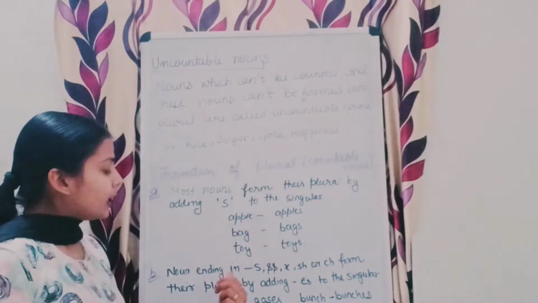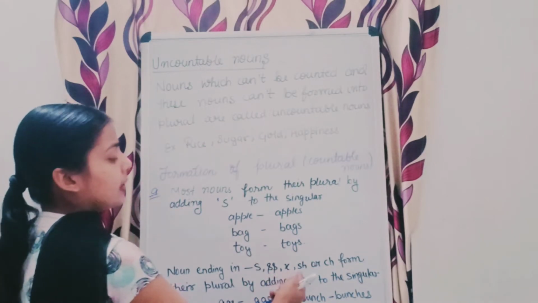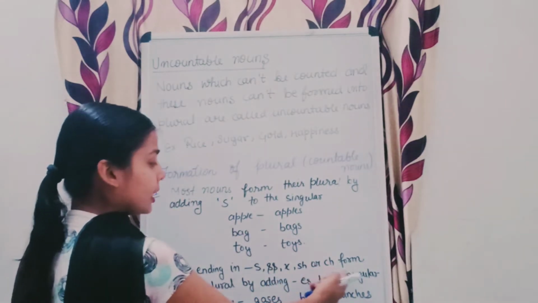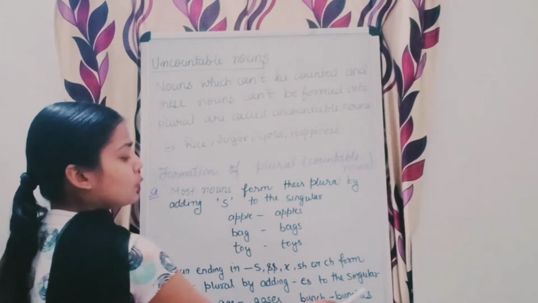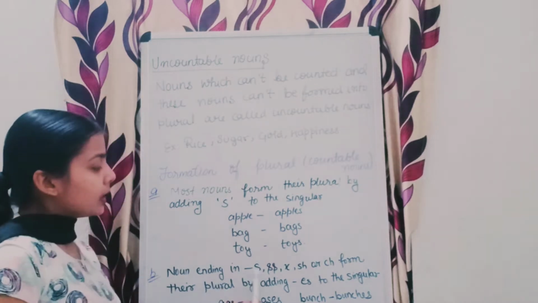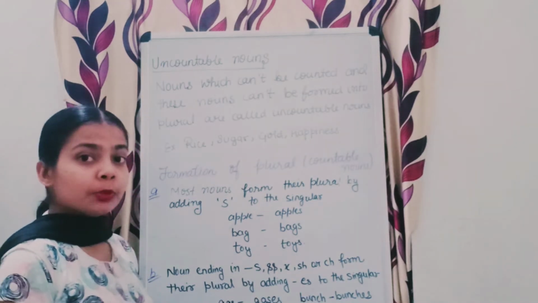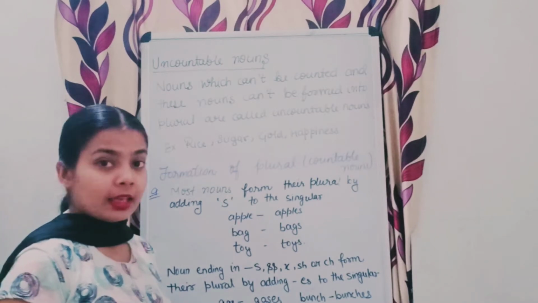Then nouns ending in s, double s, x, sh or ch form their plural by adding es to the singular. Meaning those nouns which end with these letters form their plural by adding es at the end.